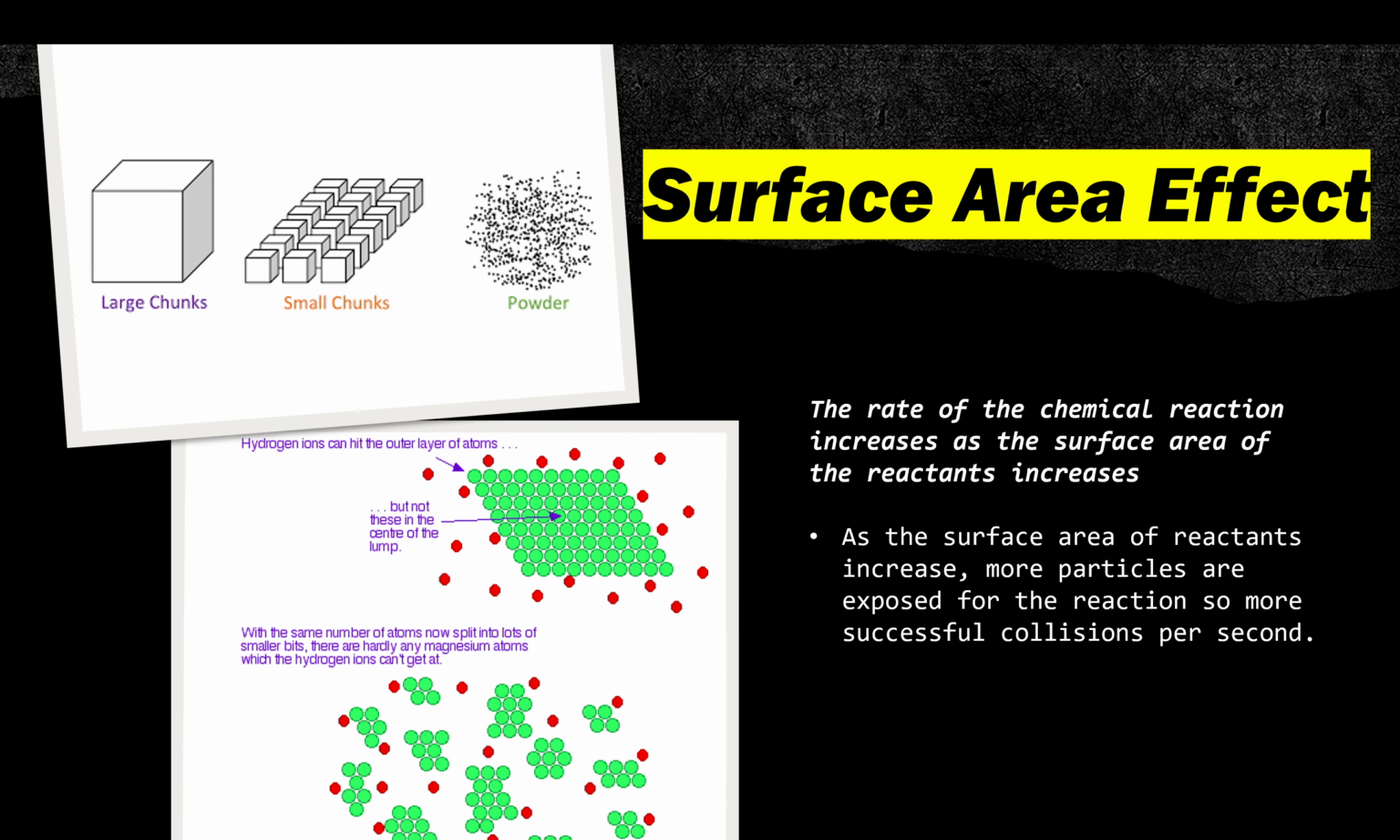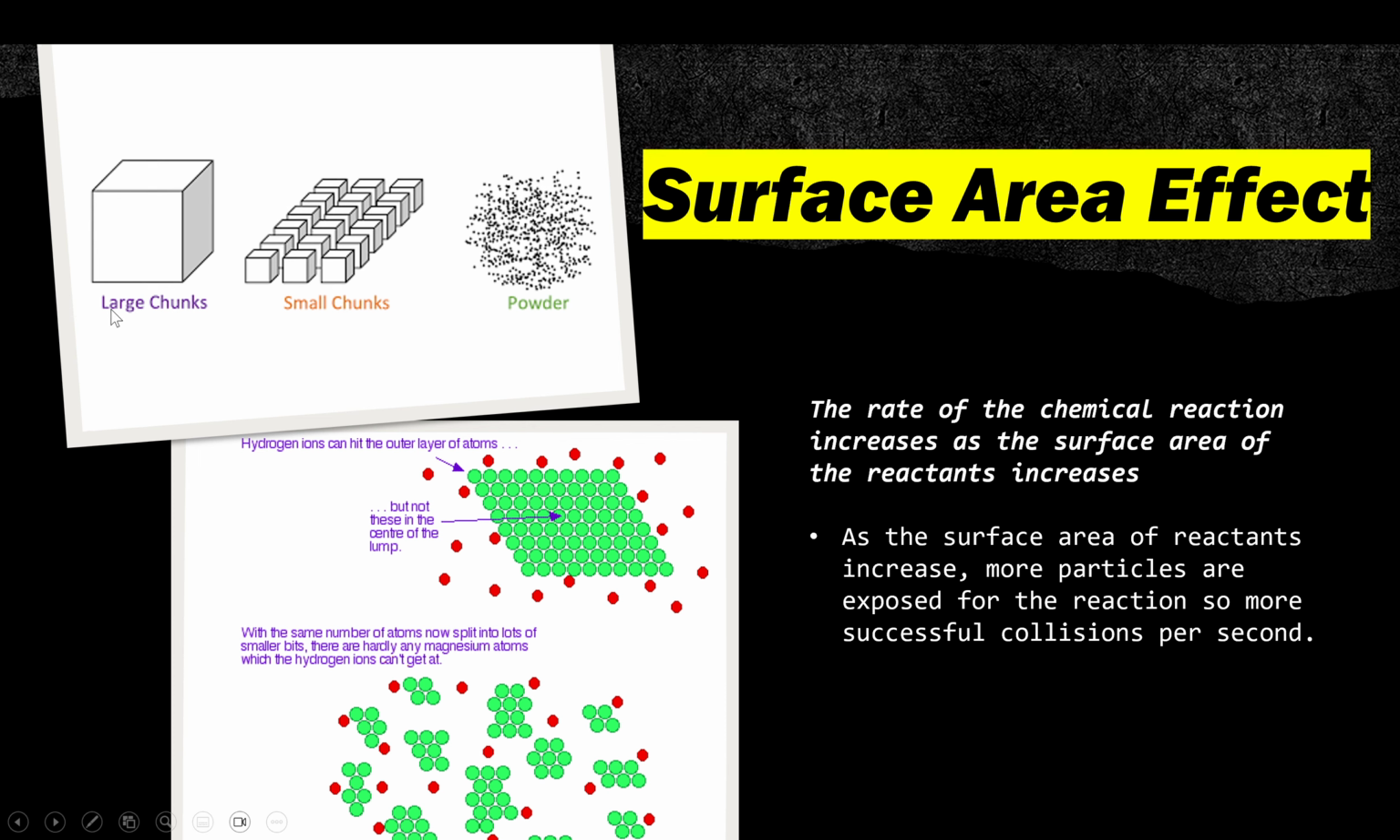Now let us consider the first factor, the surface area. And when we say the surface area, we mean the surface area for the reaction. Let us consider if I have a large chunk and a smaller chunk. I have, for example, calcium carbonate as the chunk and the acid, which is the red circles. For the green circles to react with the red circles, the ones outside must react first.